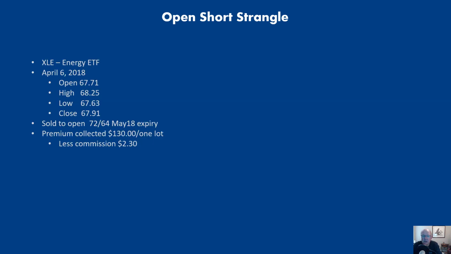Now, what I did on April 6, 2018, I opened a short strangle on XLE. Now, XLE is the energy ETF, one of the 11 subsectors or spider sectors of the S&P. And you can see the open that day was 67, the high, the low, the close. The range was only like 60 cents or something like that. So it's a nice, beautiful, sunny day here in Naples, Florida, and I sold to open a 72/64 May 18th expiry strangle. I was able to collect $1.30, which is $130 for every one lot that I traded, less the commission, of course, of $2.30.